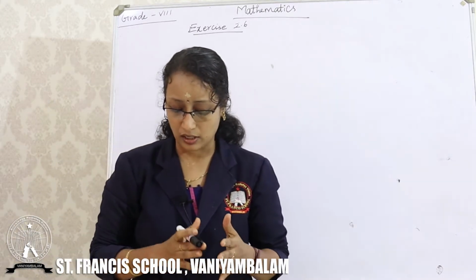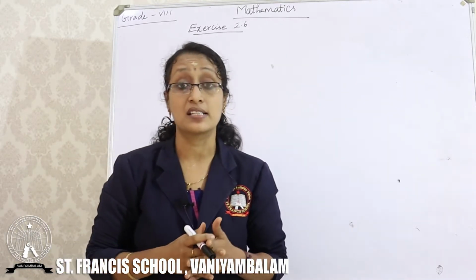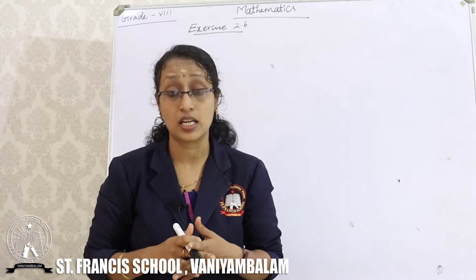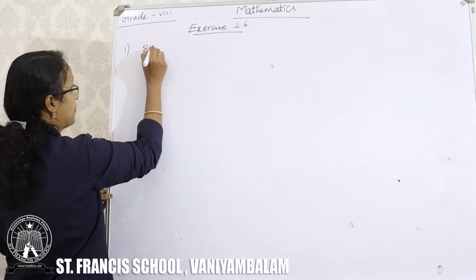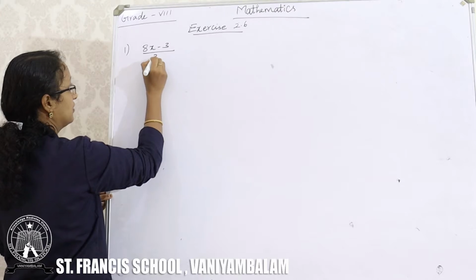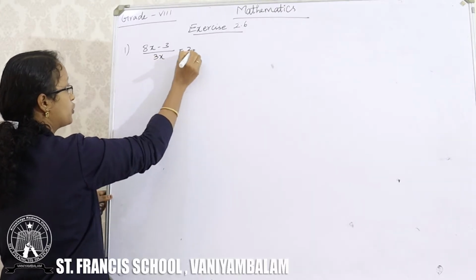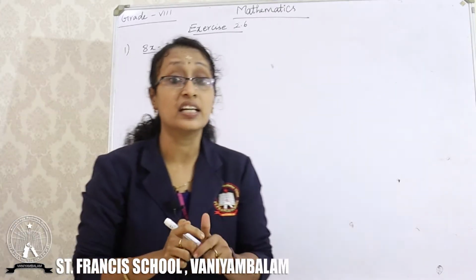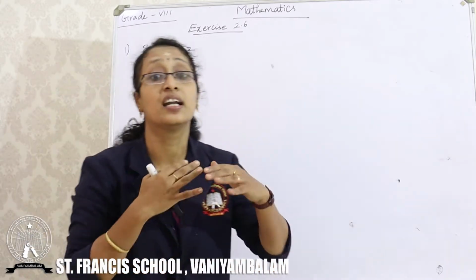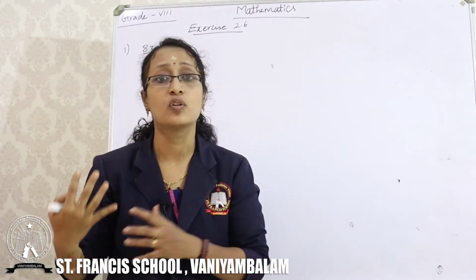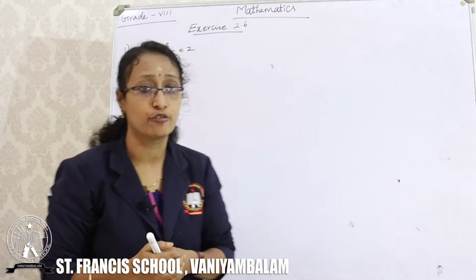Questions are given. First question, (8x minus 3) by 3x is equal to 2. First problem, (8x minus 3) by 3x is equal to 2. You have to write the equation in a linear form, but you have the equation in a fraction. So, how will you convert the equation in a linear form?